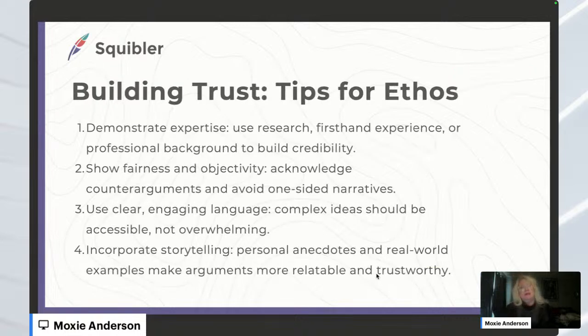So here are some top tips for building ethos in your writing. You want to demonstrate expertise. You use research, firsthand experience, or professional background to build credibility. Show fairness and objectivity. You want to acknowledge that there are counter arguments and avoid one-sided narratives. One way that you can do this with Squibbler's AI is to use that objective tone in your writing, and also to do some research with the Ask Squibbler feature that you have, where you can find out fact-based information for your persuasive argument.